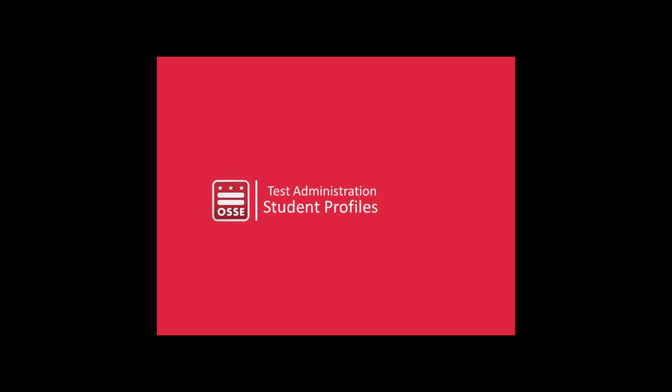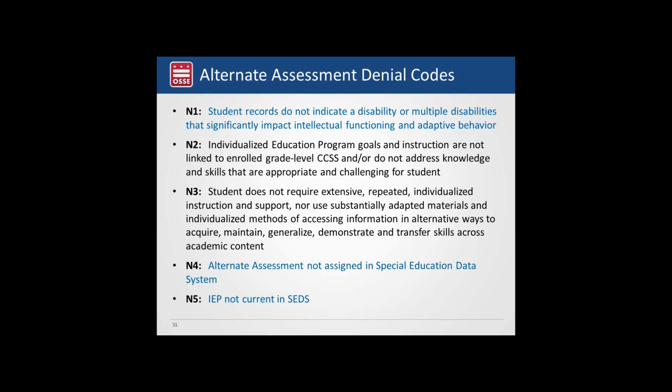So at this time, we're going to discuss and review examples of student profiles. Remember that these profiles are just examples. All of our students with significant cognitive disabilities differ, but these are some examples that we may come across. Prior to the examples, we have listed the 5 denial codes for alternate assessment eligibility. These denial codes are reasons that a student may not be granted permission to participate in an alternate assessment by OSSE.